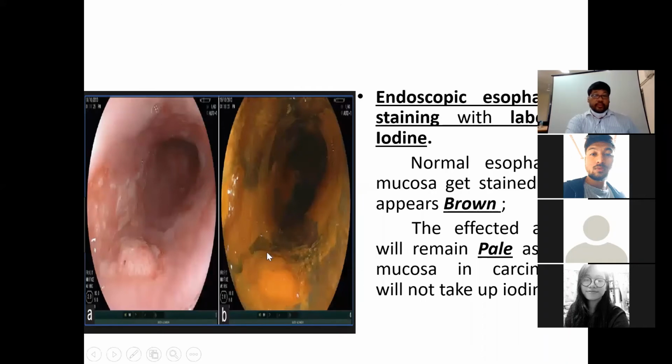So here we can see this is pale in color, this is brown. This is the involved area. These are the involved areas, and these are the normal areas. Here also, by naked eye we can see some defect. Here, it is not taking up the iodine. So these are the defective areas. So this is one we can do for detection.